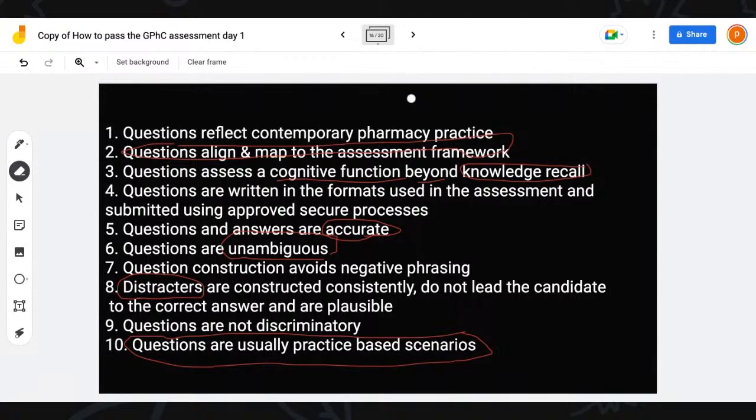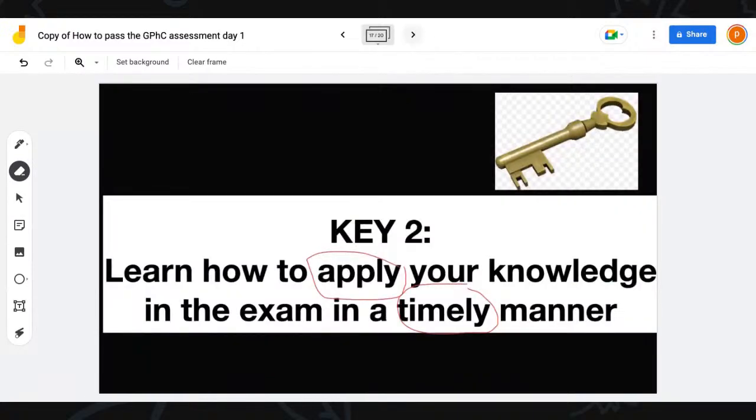I said to you, all of these things we spoke about, we will do today. Today is all about practice. It's about showing you in action. We're going to do GPhC questions, and then apply the strategies to help you. So we stopped on key number 2, which is learning how to apply your knowledge. Today is about applying your knowledge and strategies, and tomorrow will be the same as well.